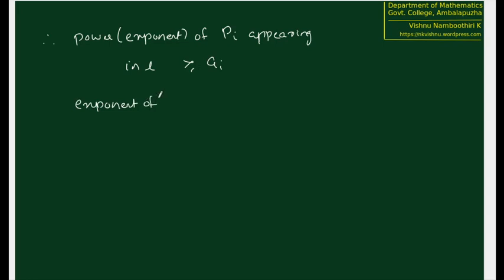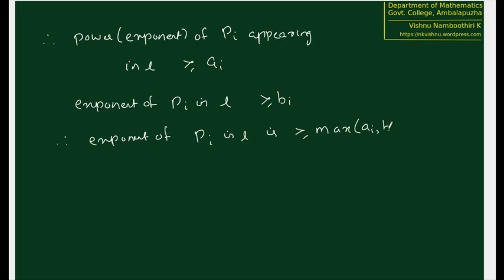So the power, or the exponent, of Pi appearing in L must be greater than or equal to Ai, because Pi raised to Ai divides L. Similarly, the exponent of Pi in L must be greater than or equal to Bi also, because Pi raised to Bi also divides L. Therefore, the exponent of Pi in L has to be greater than or equal to both, so it has to be greater than or equal to the maximum of Ai, Bi. So this is the case for all the Pi's.